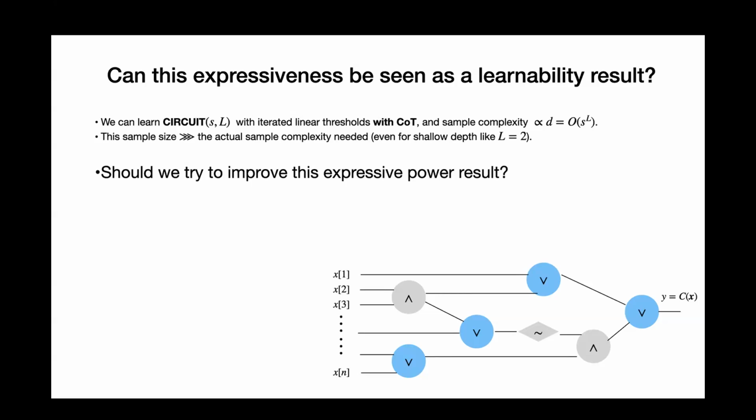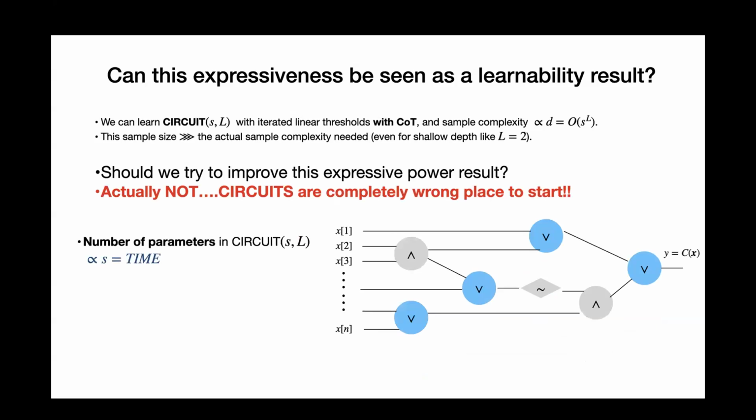And the question is, should this motivate us to try and improve on this result? And I would argue that the answer is no. Circuits are completely the wrong place to start, given the development that I have been trying to present here. So what is the reason behind this? Because circuits are inherently a non-time-invariant model of computation. In particular, what I mean by that is, look at the time it requires for a circuit to arrive at the final answer from its input. It's going to be the number of gates in the circuit, which is the same as the number of parameters in the class. So circuits are a non-time-invariant model of computation.